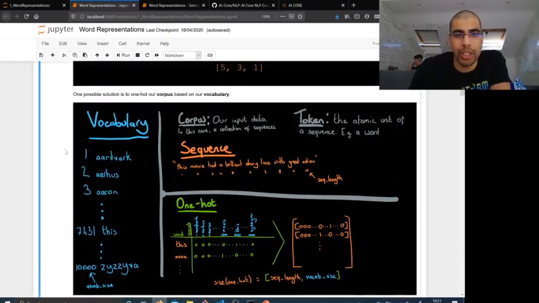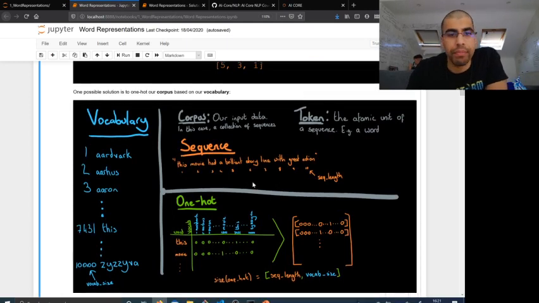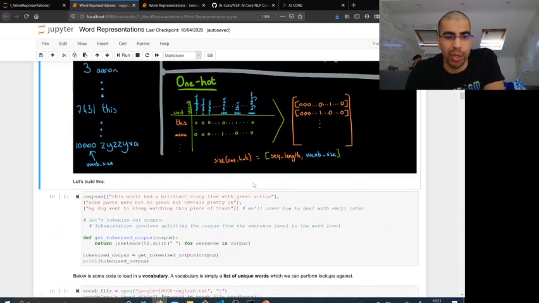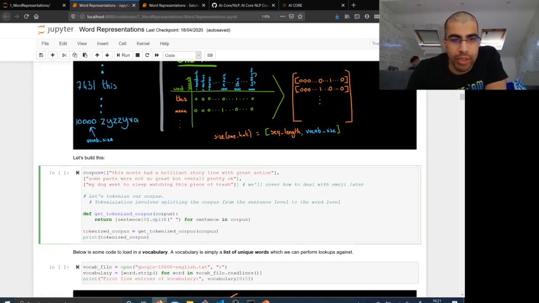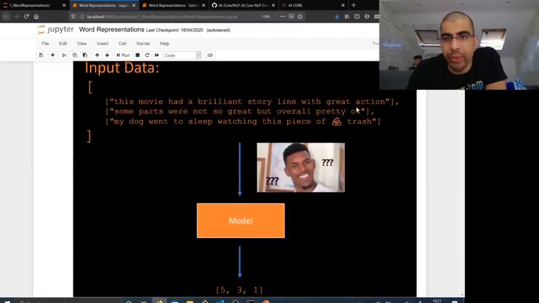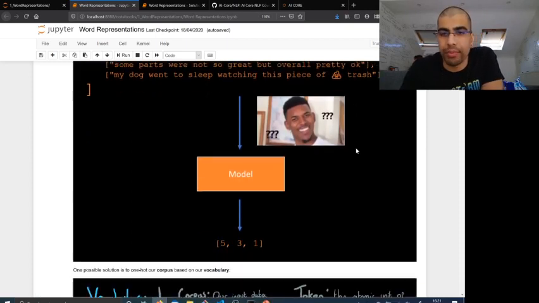Okay, so let's actually build this one-hot matrix that I was talking about. We have our corpus, which we've just loaded in as a list of lists. We've removed the emoji for now, and we'll have a brief discussion later about what we can do with these more ambiguous symbols.